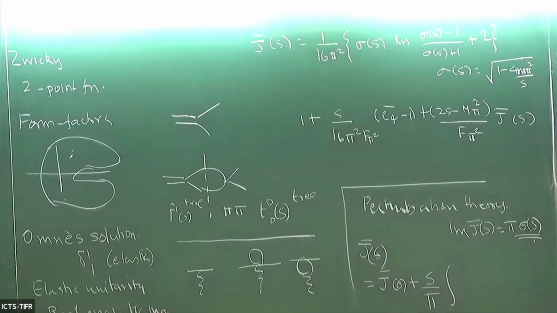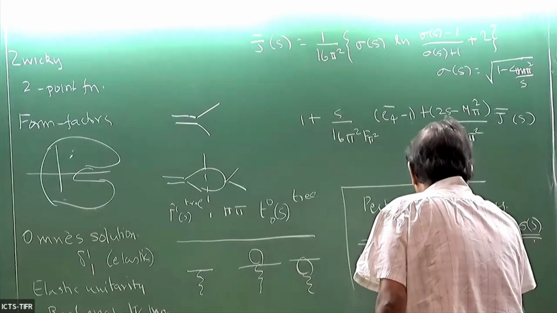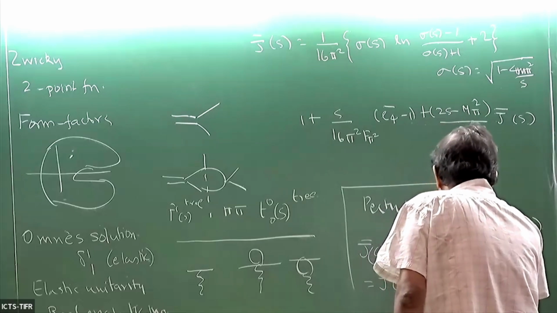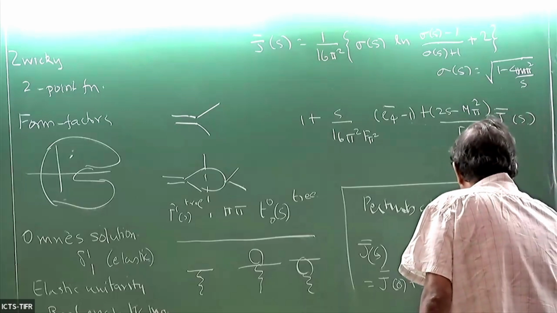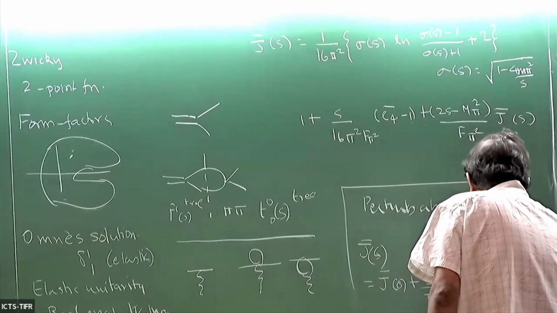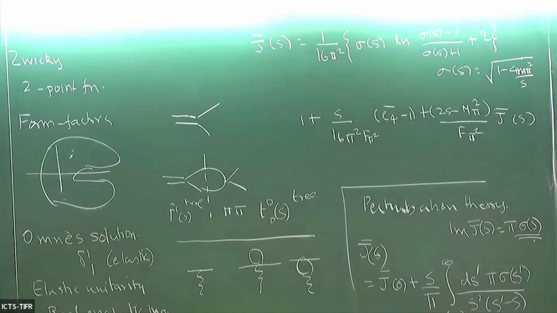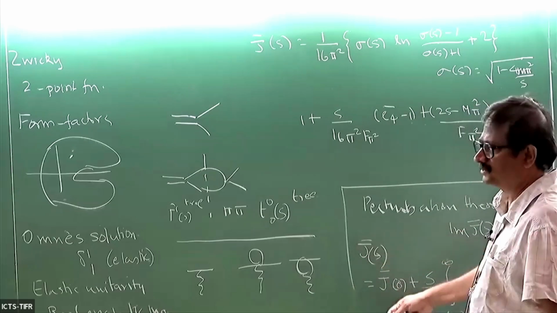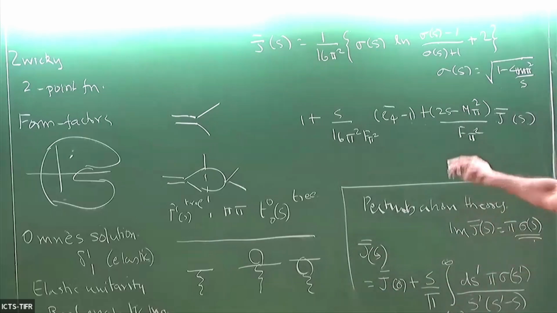And where is the branch cut starting for this one? It's obviously starting at 4m pi squared to infinity. And let's do an integral along the line ds prime, then pi sigma of s prime divided by s prime minus s. Okay, so here is an example of a real life dispersion integral, which will allow you to reconstruct the function from the imaginary part. Okay, so this has to hold.